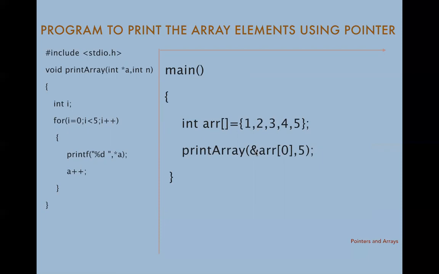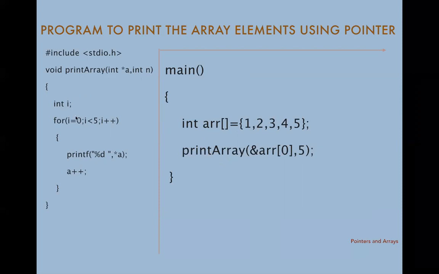Now just tell me what should be the prototype of this function. This function is returning nothing, so void. Then the function name, print array. Now within parentheses, the first argument is going to be the address, so it's definitely a pointer. So int star a, comma int n. So n is going to be 5. A will be the address of the first element of the array.